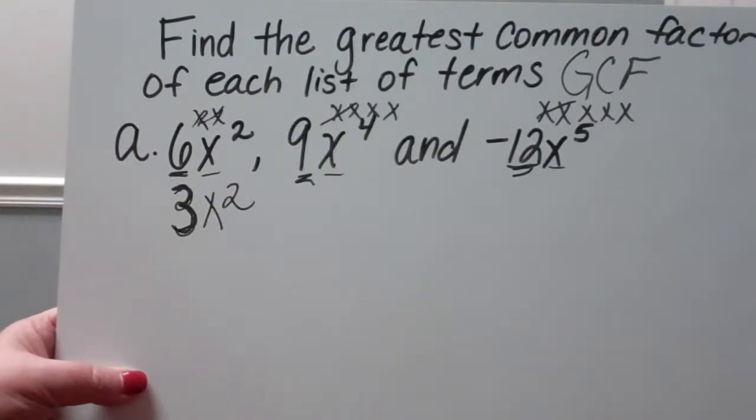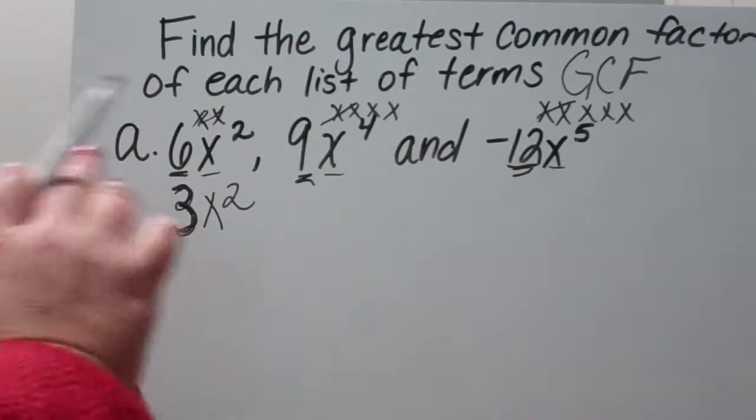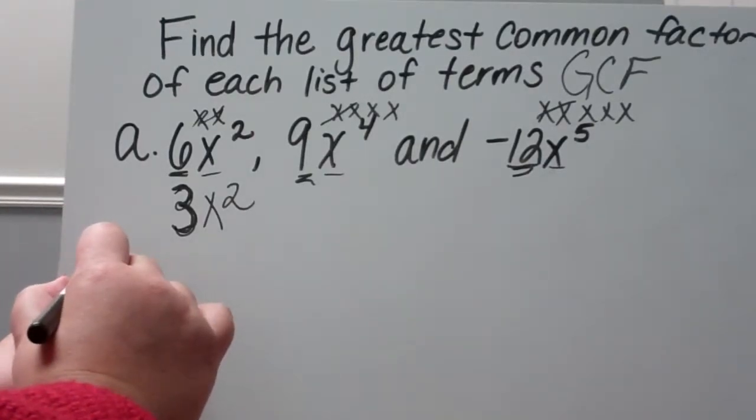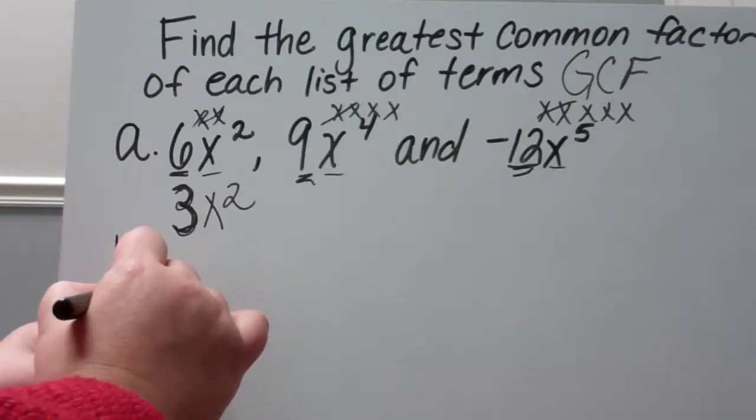So 3x squared is the GCF of those three terms. That's all they were asking for. They weren't asking for you to do anything else. Okay, so let's look at another one.